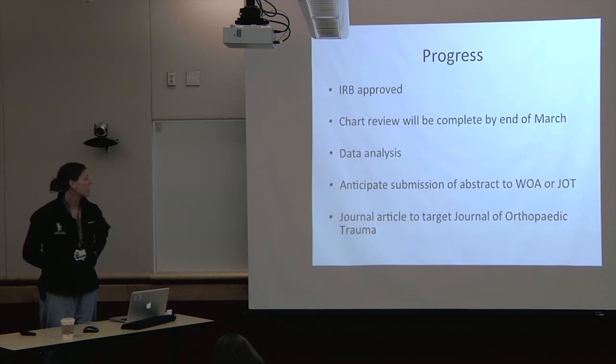So right now, there's probably 300 charts that I've been going through. I've gone through probably 200, and there's only 30 or so that have met criteria. And then I'm just at the data collection point. There's a lot of measures that we're recording, including whether or not it's an open fracture, the type of comminution of the fracture, the site of the fracture.